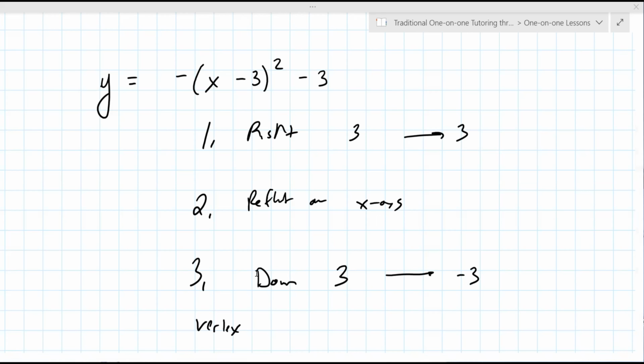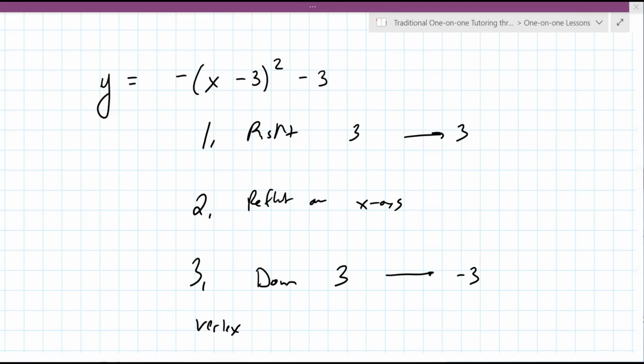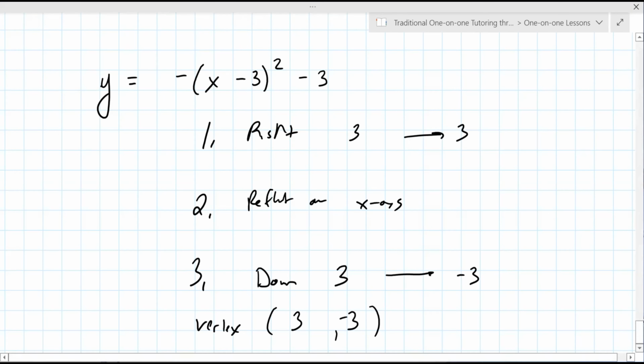Okay, I was just trying to clarify that I knew it was a negative, obviously, or -3. Sorry. Okay. So what is the vertex? The vertex is 3 and -3. Yeah, very good. Okay, let's try one more.